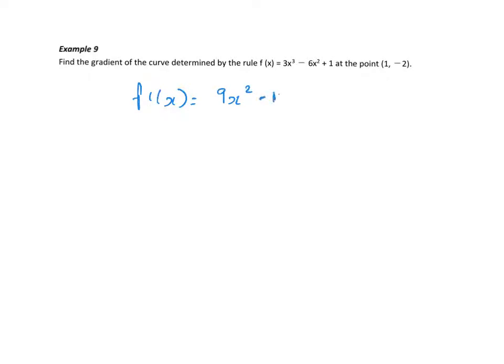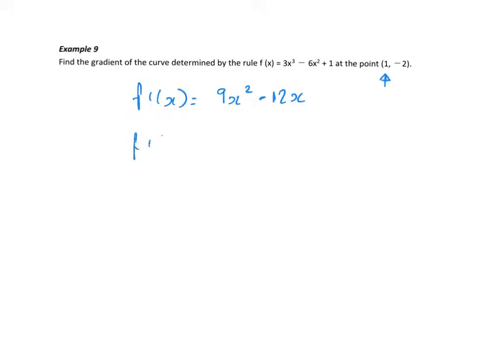6 times 2 is 12, drop the power by 1, it's x, and the 1 disappears. So that's the gradient of the curve at any point on that curve. But what point do we want it at? We want it when x is equal to 1 and y is negative 2. But for this example, we don't need to use the negative 2. We're only interested in the x value.